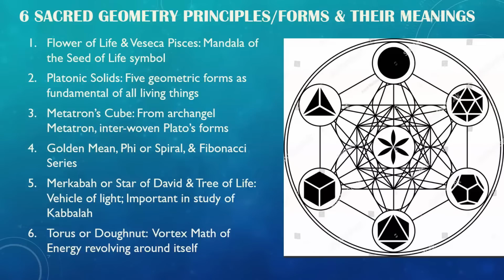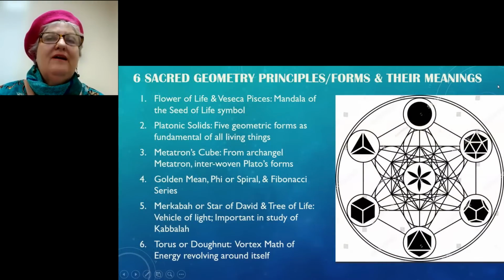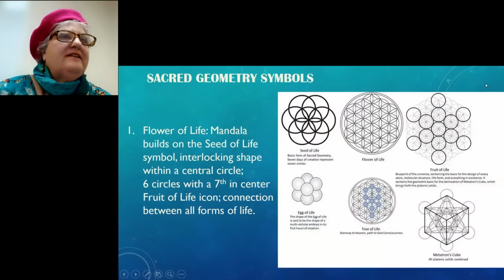The next one is the golden mean, which we saw at the beginning, that ratio of 1.618. And the golden mean is also depicted as the Fibonacci series, which is a number progression. So there's more than one way to understand that principle. Number 5 is the Merkaba, sometimes called the Star of David, and it's based on the Tree of Life and important in the study of Kabbalah. And finally, the torus or toroidal energy and some of the work of Tesla. So going forward, we'll take a closer look at these.